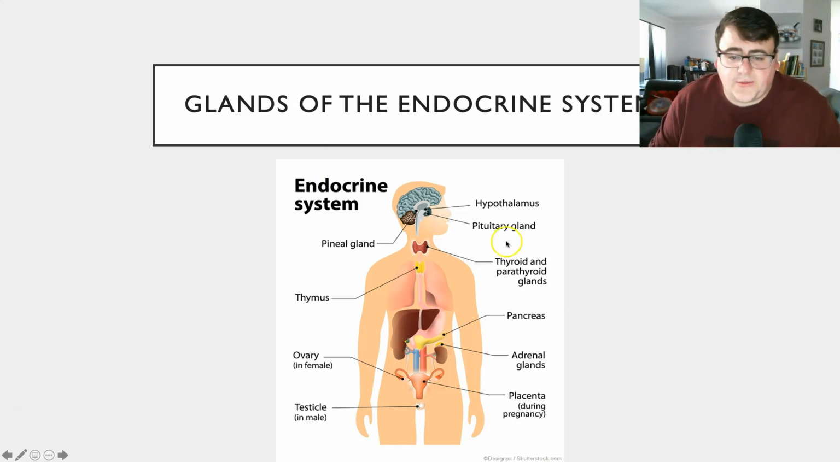Over here we have just a little bit of a diagram of all the different glands in the endocrine system that are responsible for secreting hormones. Again, it might be worth pausing and taking a note of this diagram down.